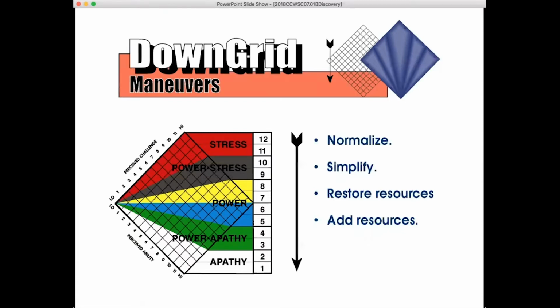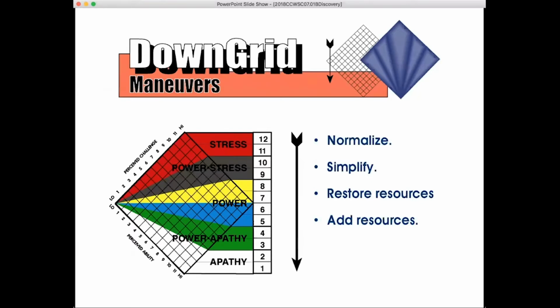And to do that, I would use 1 or a combination of these 4 downgrid maneuvers. And I might do just a little taste of a maneuver. I might give you a whole big dose of the maneuver, depending, again, on the situation, the distance, the intensity with which you're feeling that upgrid moment.